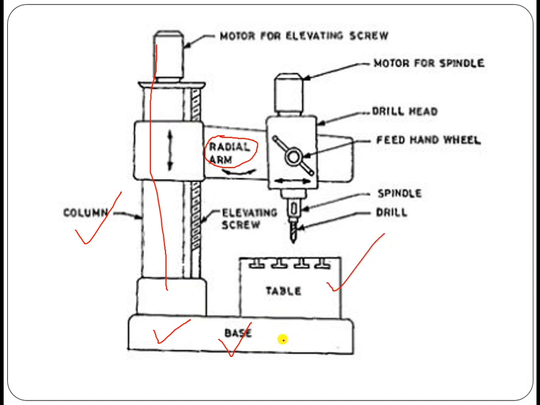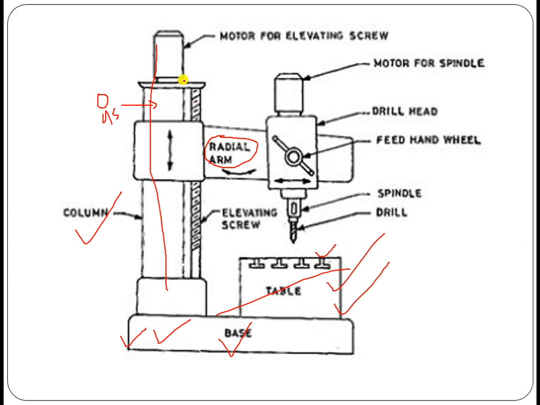Now on this base, this column is mounted, and this column has a circular cross section. The base has a rectangular shape, and it has certain slots, so that the table can be fixed on it, or it can be moved along the guideway-like structures. These are very heavy, bulky structures, be it the base or the column.